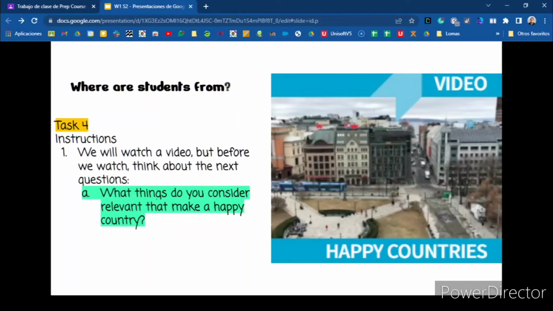And then the question here, it's interesting. Just think about it. What things do you consider relevant that make a happy country? So what can it be something relevant? What can it be in the way of acting, doing actions to make it happy? Just consider it and think about it. Alright, let's move on then to the next part, the video section.